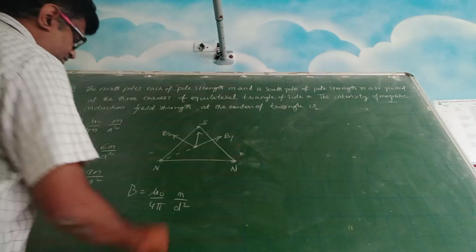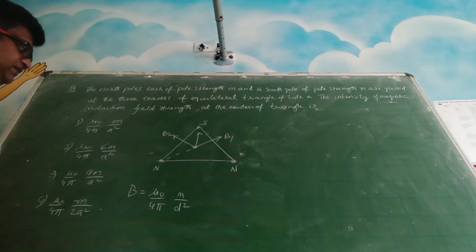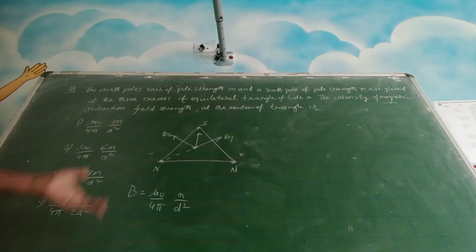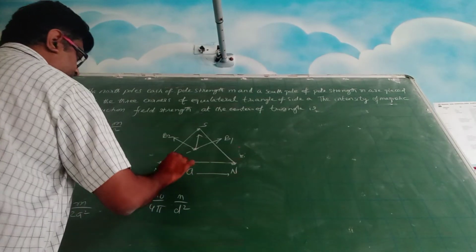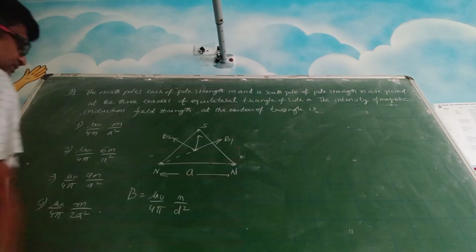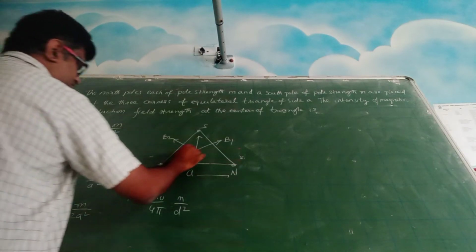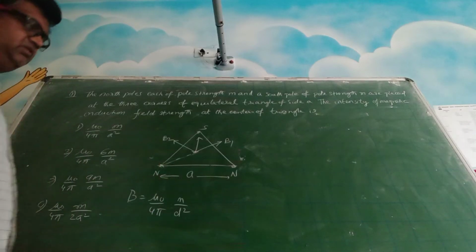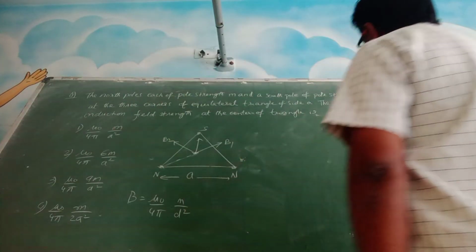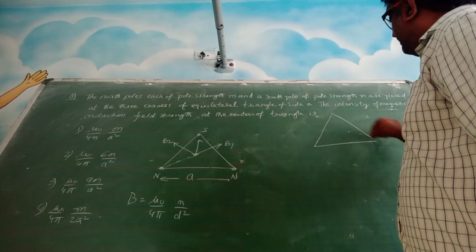What is the d here? From here to here you have to find the distance. For the equilateral triangle, each side is given as A. So this distance will be A upon root 3. We can derive it also. For any new people, let me just quickly derive that.